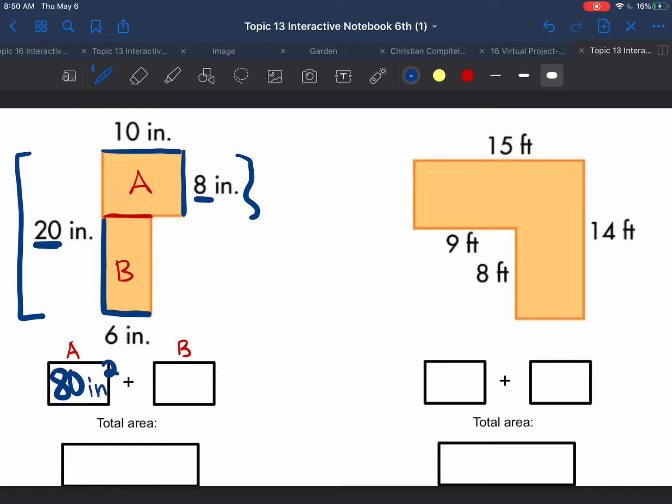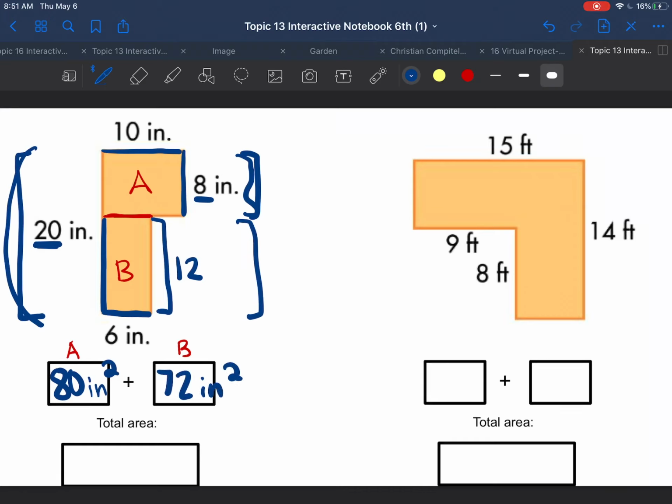We can subtract them. So 20 minus 8 gives you 12 for this section. And we can see that because 12 plus 8 will give you the whole thing of 20. So 12 times 6, because then we're finding area, 72 inches squared. And now what we're going to do is add them together. 80 plus 72 will give you 152 inches squared.